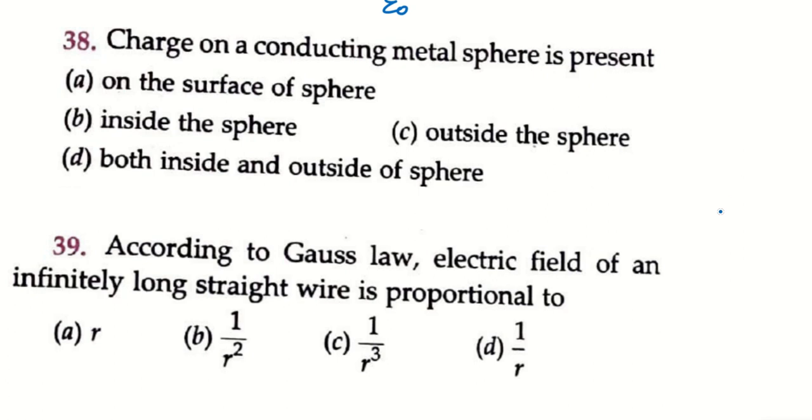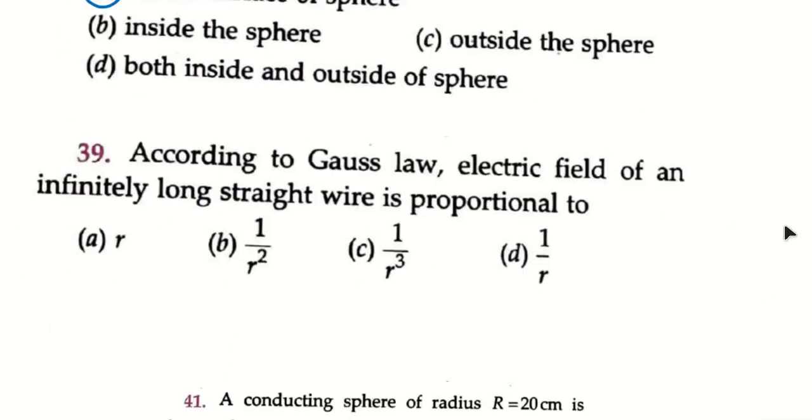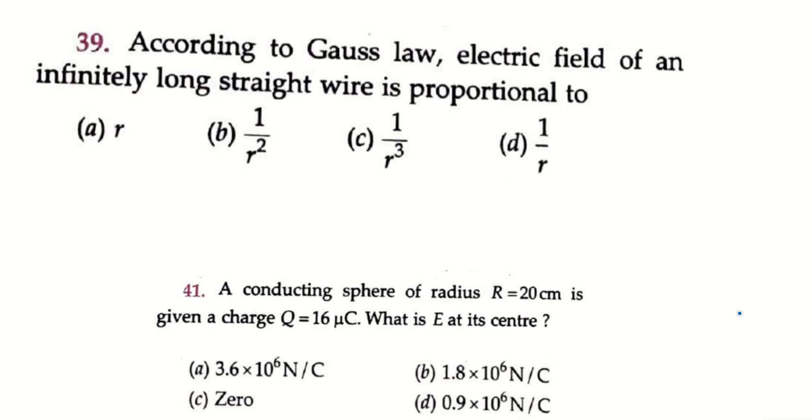Next question. Charge on a conducting metal sphere is present. If there are any excess charges on a conducting metal sphere, that's any conductor, they will lie on the surface of the sphere only, because inside the electric field is zero.